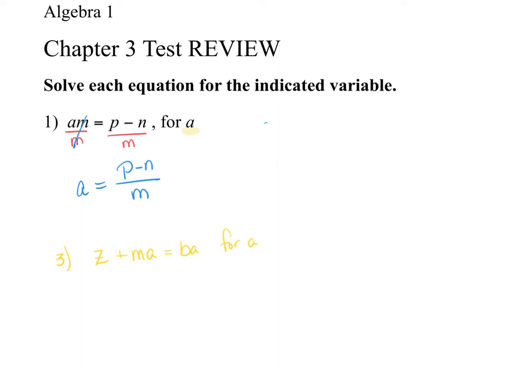When you have two of them, you want to get everything that has an a in it to one side. So like in this case, I want to move this MA over because I already have a BA on the other side. So I'm going to do that like I would anything else. I'm going to subtract it. All right, it will cancel. I have Z over here, and then just write it out. BA minus MA. All right, and you're going to use distribution here.